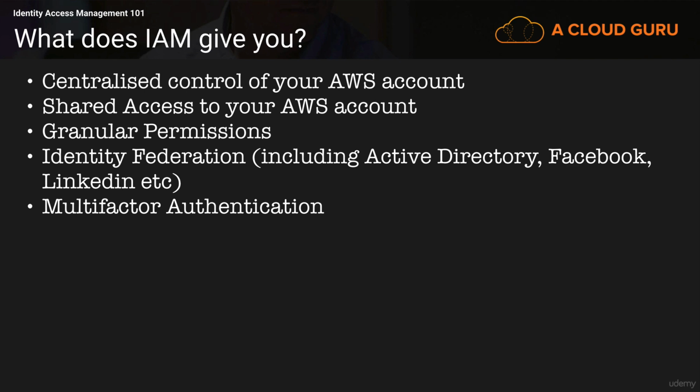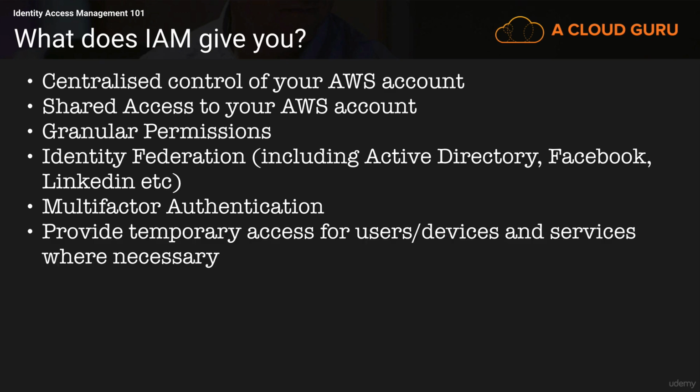IAM also gives you multi-factor authentication, and in the very next lab, we're going to show you how to set that up. And that is commonly a very important thing that you have to do in order to secure your AWS account. AWS recommend that every single person sets up multi-factor authentication, certainly for the root account. And we'll come back to what I mean by root account later on in the next lecture. And then it also allows you to provide temporary access for users or devices and services where necessary. So again, the most common case of that is when you build out a mobile app and it needs to store something. Maybe it's just storing data in DynamoDB. You can give your users temporary access to write to your DynamoDB tables.